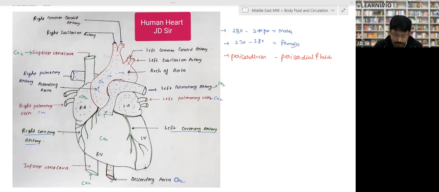Left atrium is less in volume than right atrium. But it has a thicker wall.